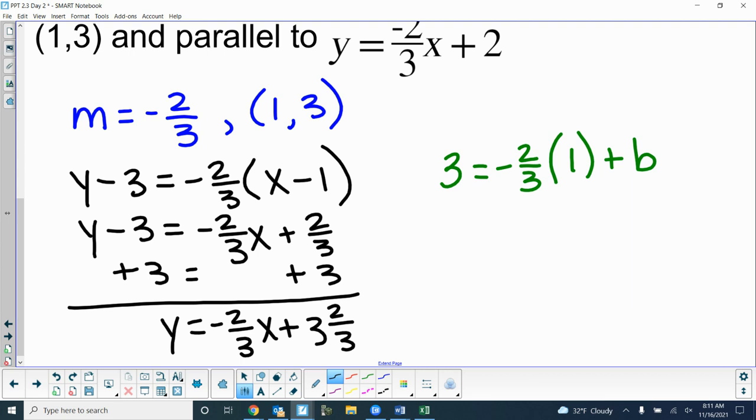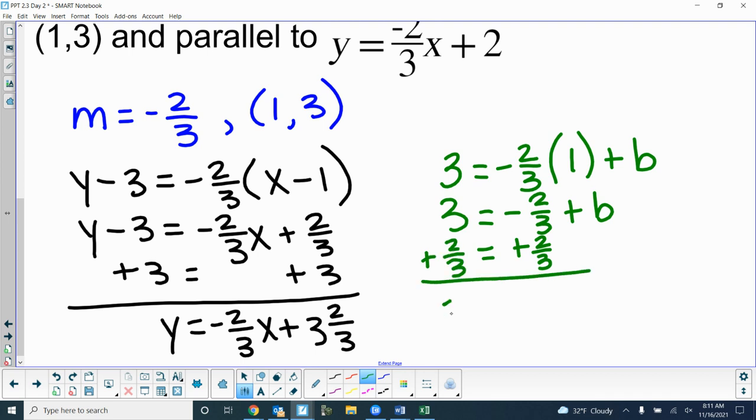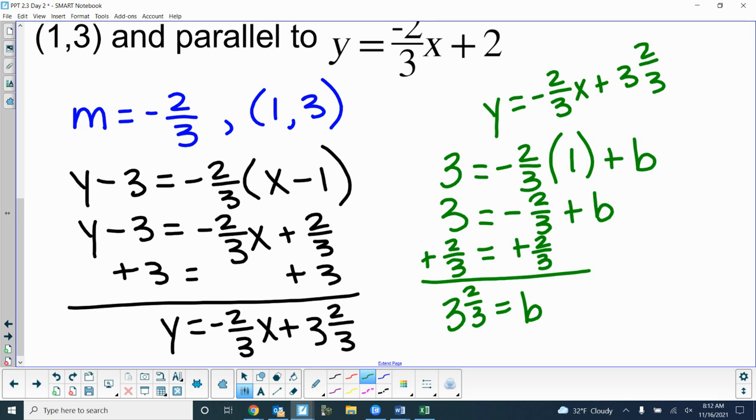Okay, if we do it the other way, we'll get the same answer. Negative 2/3 times 1 is negative 2/3. And then to get b alone, we're going to add the 2/3. And 3 plus 2/3 we just did. It's 3 and 2/3. So we're going to get the same answer. All right, y equals negative 2/3 x plus 3 and 2/3. Okay? So do you do it the black way or the green way?